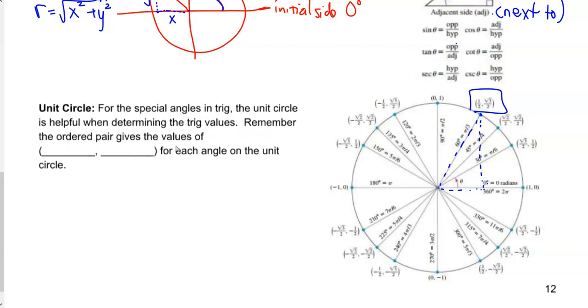Remember, the ordered pair gives the values of cosine of theta and sine of theta for each angle in the unit circle. So, for instance, if I'm here at 150, which is 5 pi over 6, that's the angle. This is the reference angle. That's a 30-degree angle in the second quadrant. This negative root 3 over 2 is the cosine at 5 pi over 6. And this is the sine at 5 pi over 6, which is 1/2. So they do correspond. You just have to remember.